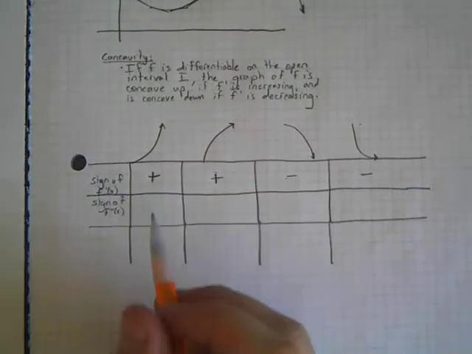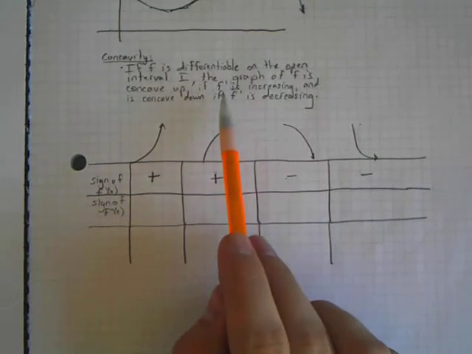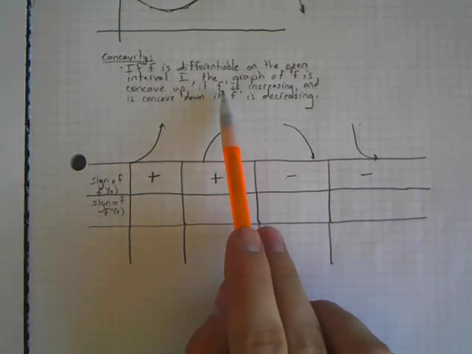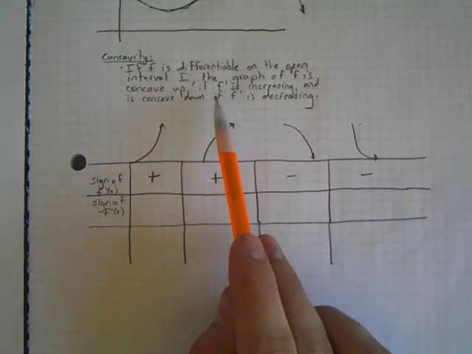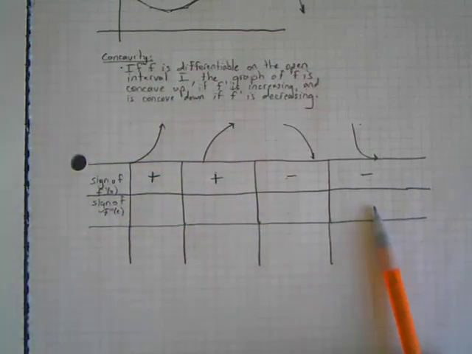A couple different ways to look at this. You can look at it as our definition earlier. If the derivative is increasing, then it's concave up, derivative is decreasing, then it's concave down. And we're going to see if that has any effect on what these signs are going to be.